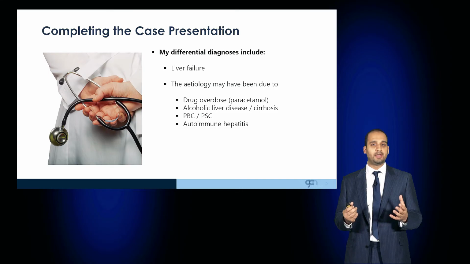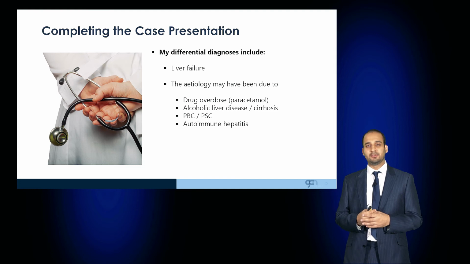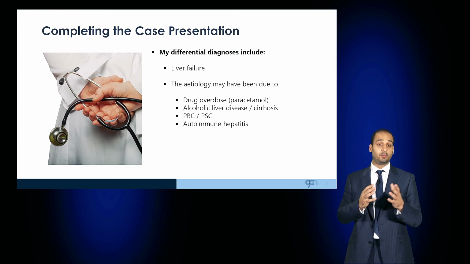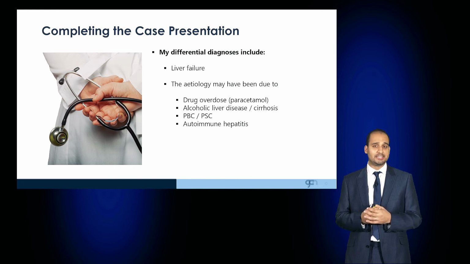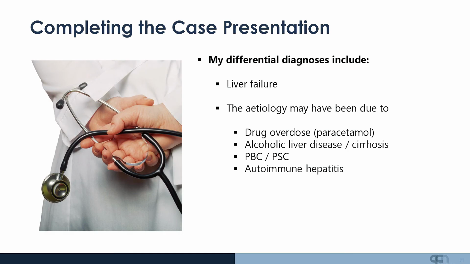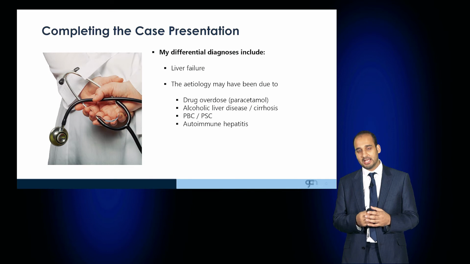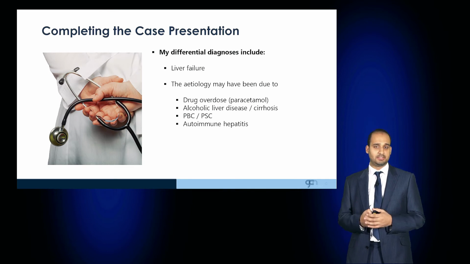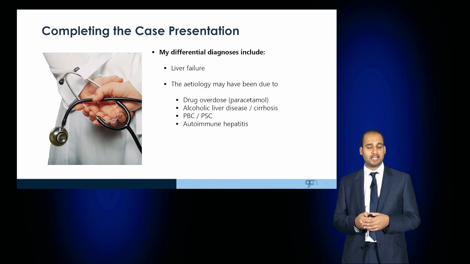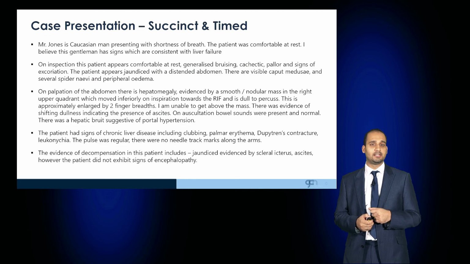Putting all this together, you're able to present a differential diagnosis of liver failure, and then you need to work out the etiology. In a young patient with no signs of chronic liver disease, think about drug overdose such as paracetamol. In a patient with chronic signs, as the ones discussed previously, think about alcoholic liver disease and other chronic conditions such as autoimmune hepatitis, primary biliary cirrhosis, and primary sclerosing cholangitis. So present your case succinctly.